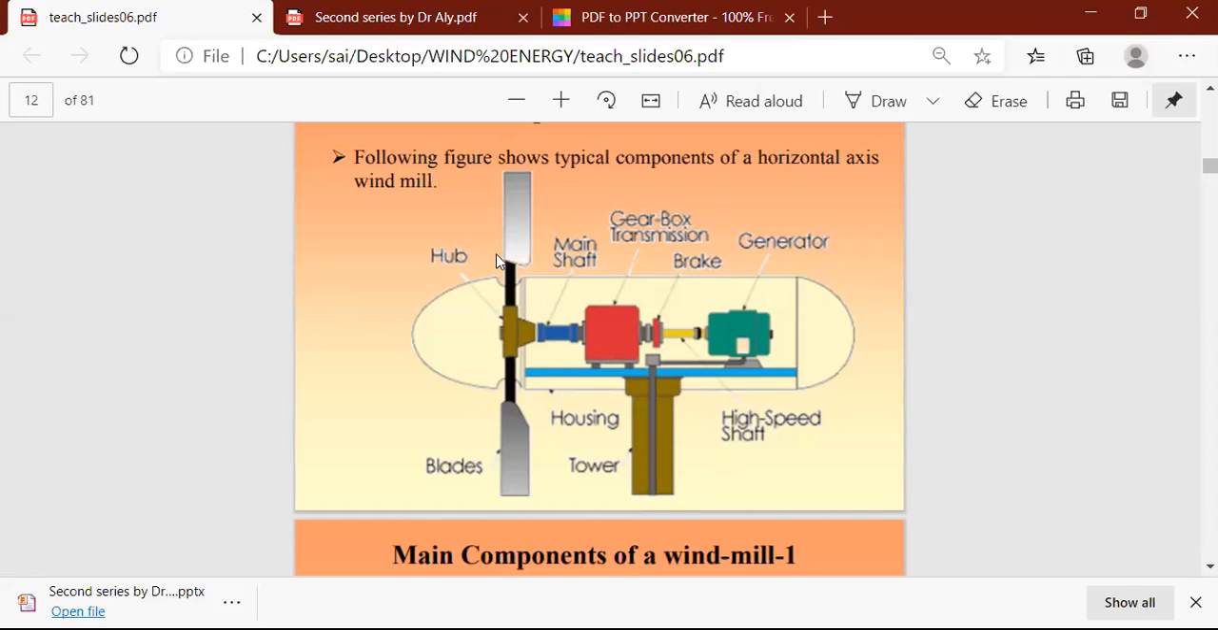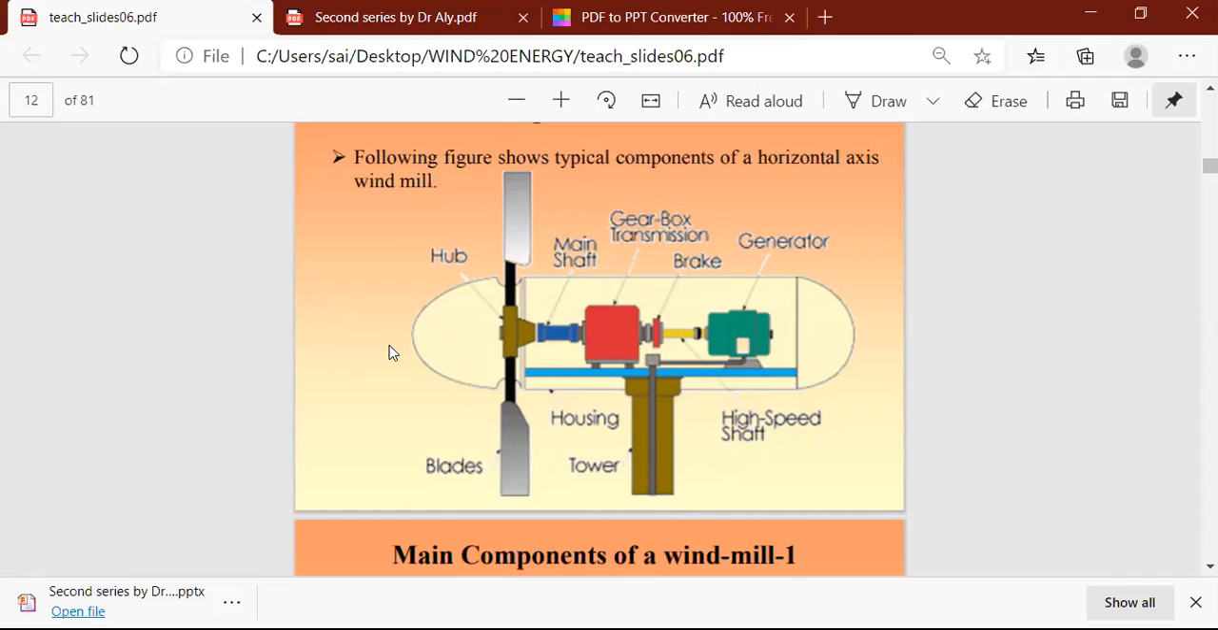These are the blades. This is a 2D diagram, that's why you see two blades. The third blade is on this side. This is your hub. On the hub, the blades are mounted. This is your main shaft, which is connected to the gearbox transmission. After the gearbox transmission, there is a brake, and after the brake, there is a generator.